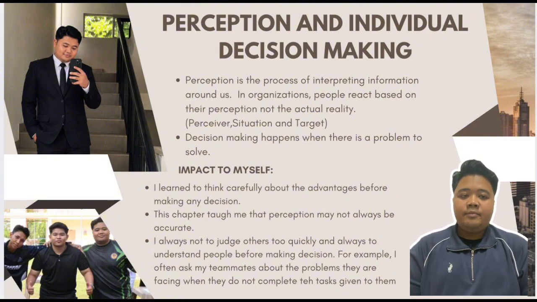Besides that, decision making happens when there is a problem or situation that needs to be solved. Good decision making is important because it can affect teamwork, performance, and relationships in an organization. From this chapter, I learned to think carefully about the advantages and disadvantages before making any decision. I also realized that perception may not always be accurate, so we should not judge others too quickly. This chapter taught me the importance of understanding people before making conclusions or decisions about them.